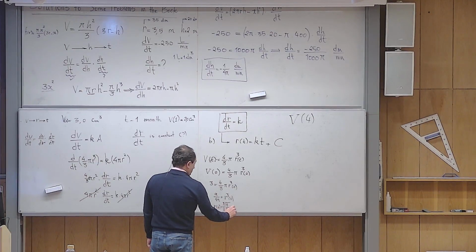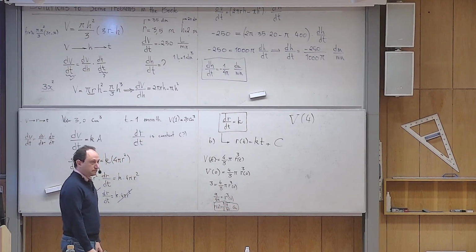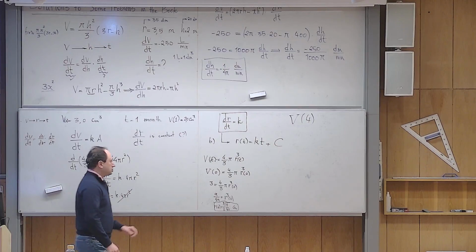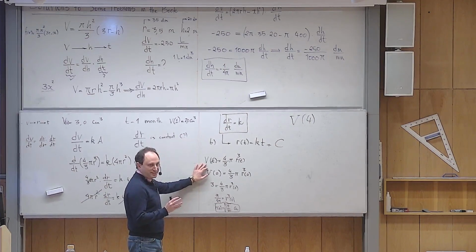It is centimeters. Is that understandable? Why did we put R of t? Because this is reasonable. Volume. You need to be flexible, okay?